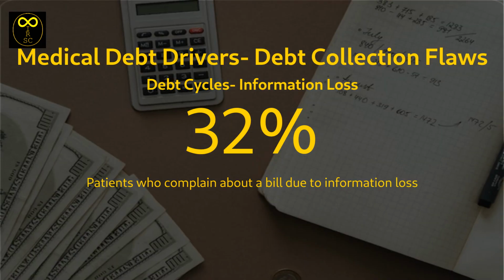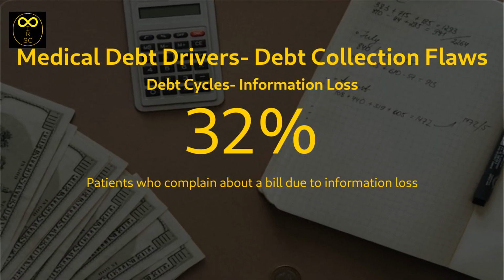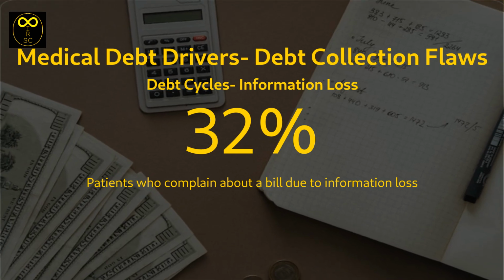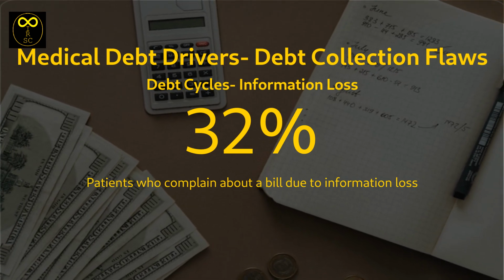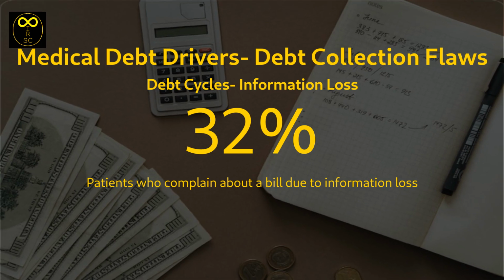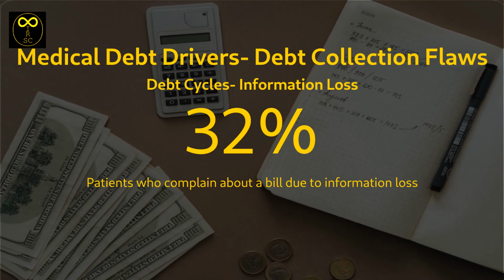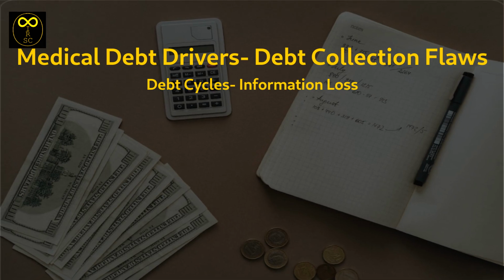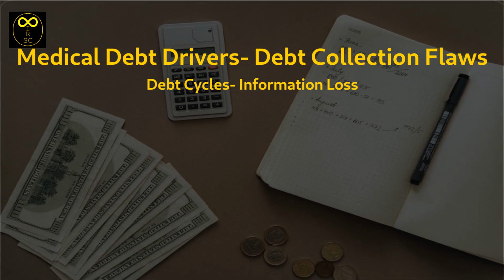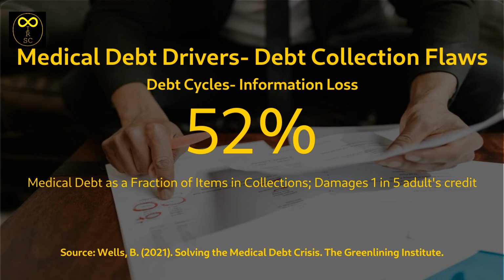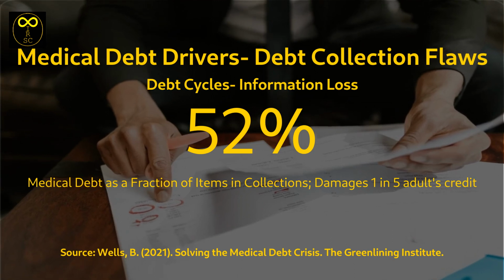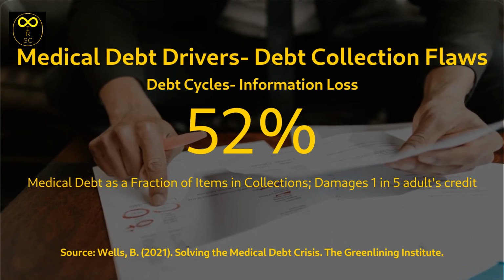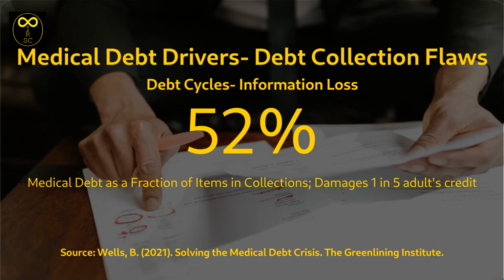Patients are mostly given an estimate of what the services they were provided would cost, with most of them ending up accruing medical debt because of the little time and resources to manage the difference between estimates and actual bills. Third-party collection agencies often use abusive strategies when collecting debt from patients to the point of medical debt accounting for 52% of items on collection reports, and subsequently damaging the credit of 1 in 5 adults.